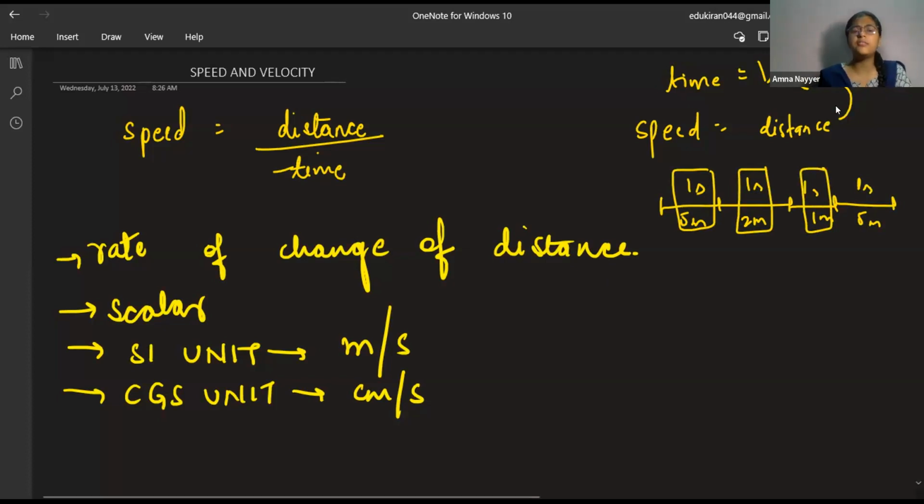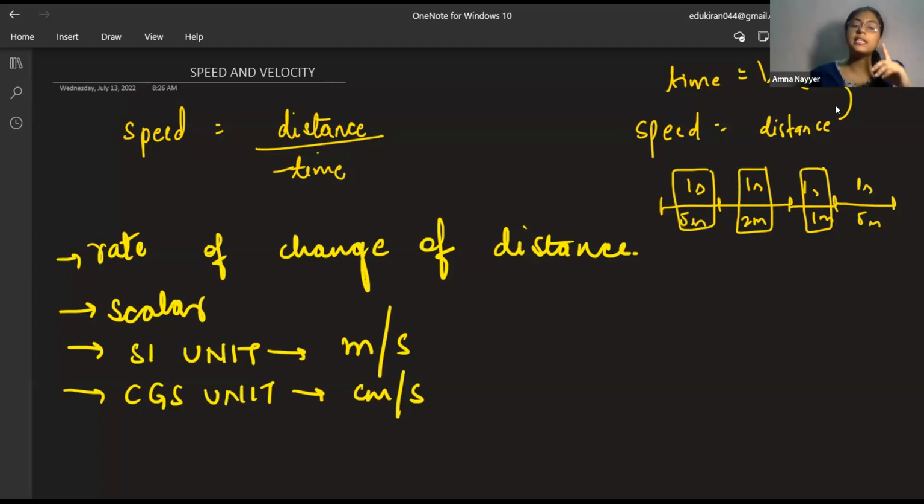Whenever I use the term rate, rate means when something is changing with respect to time. Anywhere in physics, if you have this concept, it means the same. Anything that gets changed with respect to time, we call it rate. Rate of change of distance, rate of change of displacement, rate of change of velocity, rate of change of speed, rate of change of anything you can add, if anything is getting divided by time or changed with respect to time. So it's a scalar quantity, it is rate of change of distance.